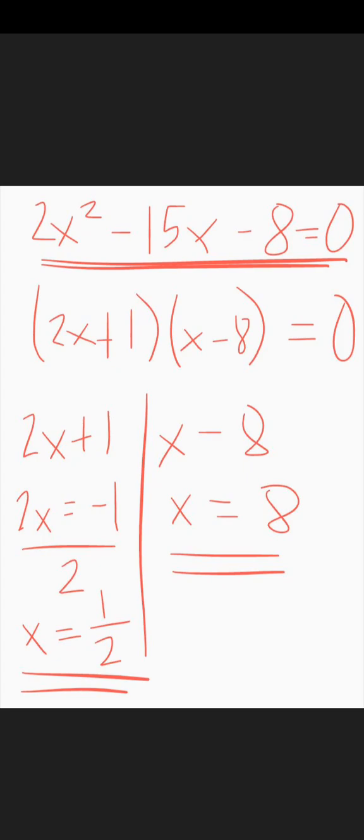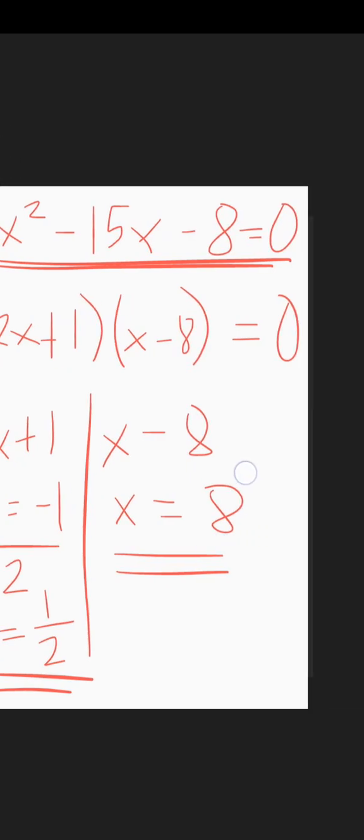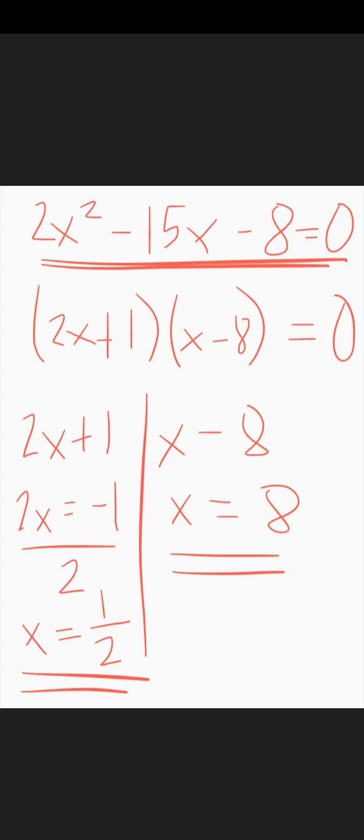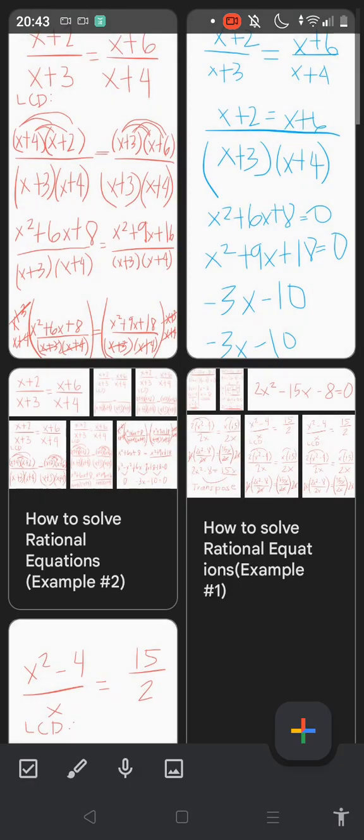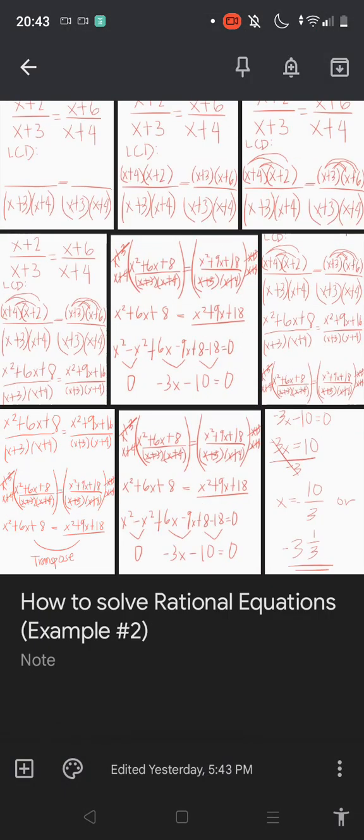And then the next one is x minus 8 is equal to 0. Then we are going to transpose it, so it will become positive 8. So the solutions can be negative 2, negative 1/2, or 8. So to understand more how to solve rational expressions, we have another example.